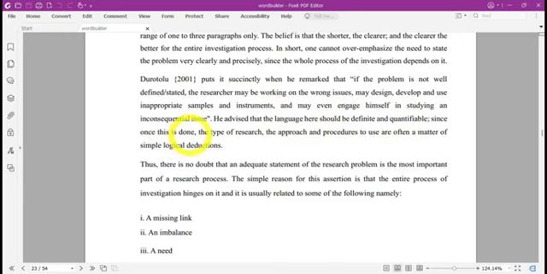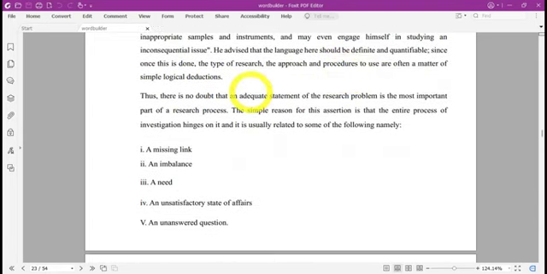Since once this is done, the type of research, the approach and procedures to use are often a matter of simple, logical deductions. Project work is not supposed to be something that is hectic. It's not supposed to take so much strength from you. If you give it the right approach, it will not take too much from you. In fact, it will be something you do and enjoy doing. That is why, remember we said the topic must be something of interest to you, so that as you do it, you enjoy what you're doing. No matter the kind of work involved, you will really enjoy it.